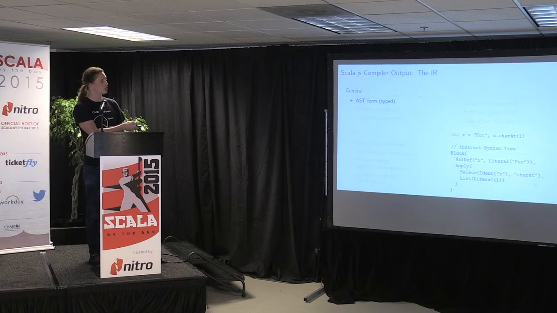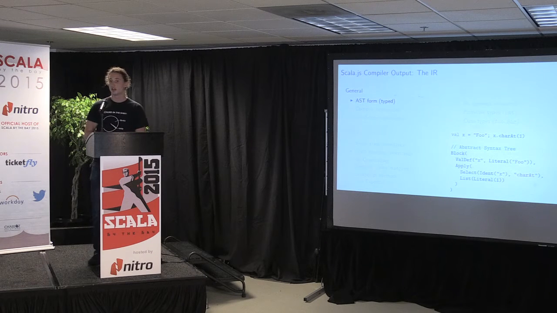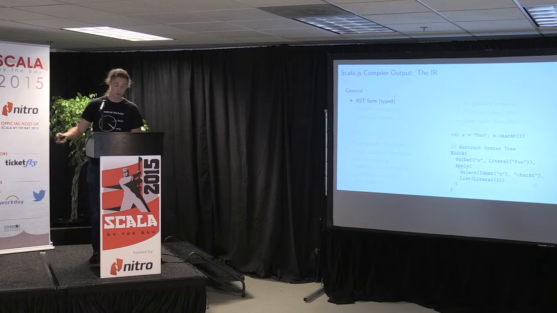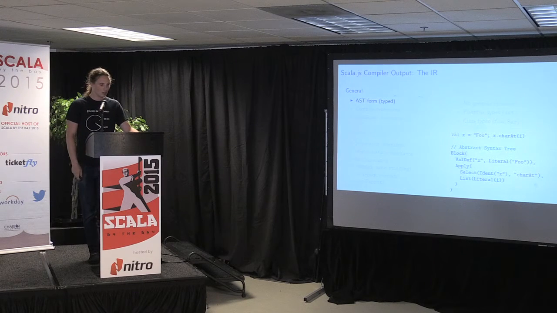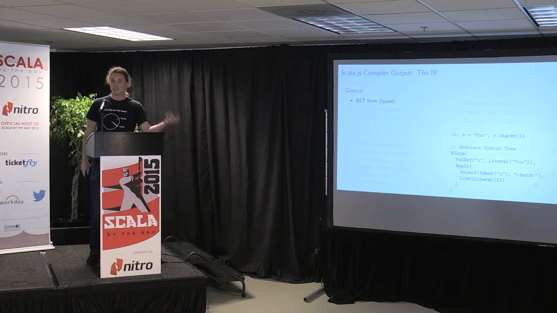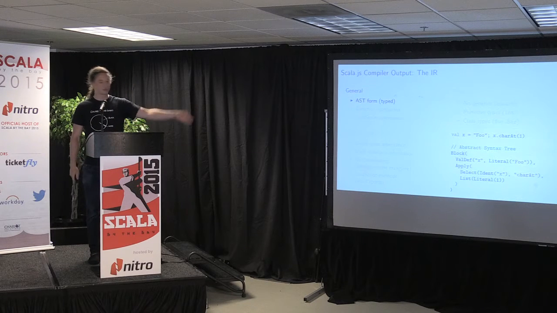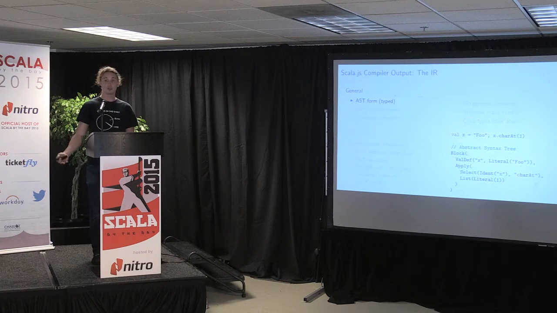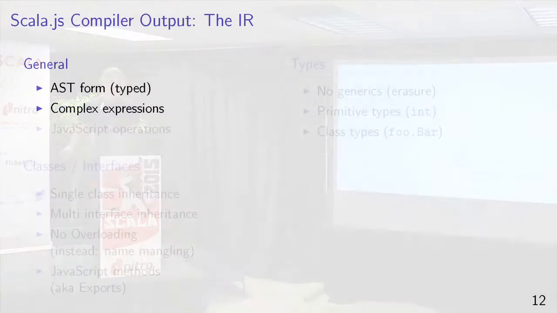So for example, whether you have a semicolon here or this is a new line doesn't appear anymore in this abstract syntax tree form, which is practical because we don't really care anymore, right? Typed just means that each of these elements has a type to itself, so we know that the literal there is a string, x is a string, and so on and so forth. This is the same representation that the Scala compiler uses internally, so the translation is almost one-to-one.